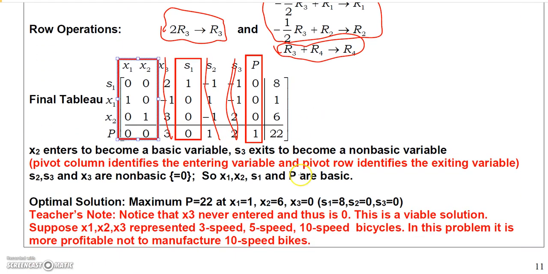So putting all that together, I know that p is 22 when x1 is 1, x2 is 6, x3 is 0. Remember, x3 was non-basic, so it's 0. And then if you want the values of the slack variables, s1 would have to be 8, and s2 would have to be 0, and s3 would have to be 0. Okay? So again, x3 never entered, so it's going to remain as 0. So that would be your optimal solution for that problem.